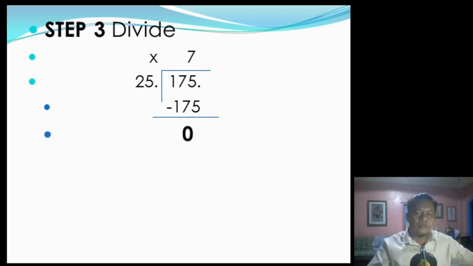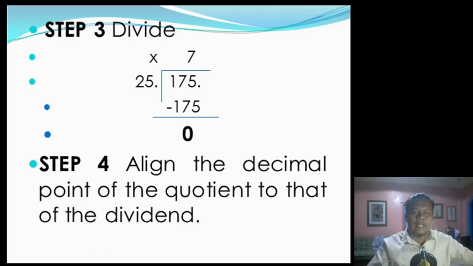Step number 4. Align the decimal point of the quotient to that of the dividend. So we don't have any more number after 7. But in general, we are going to align the decimal point of the quotient to that of the dividend. Right? We are going to align it.